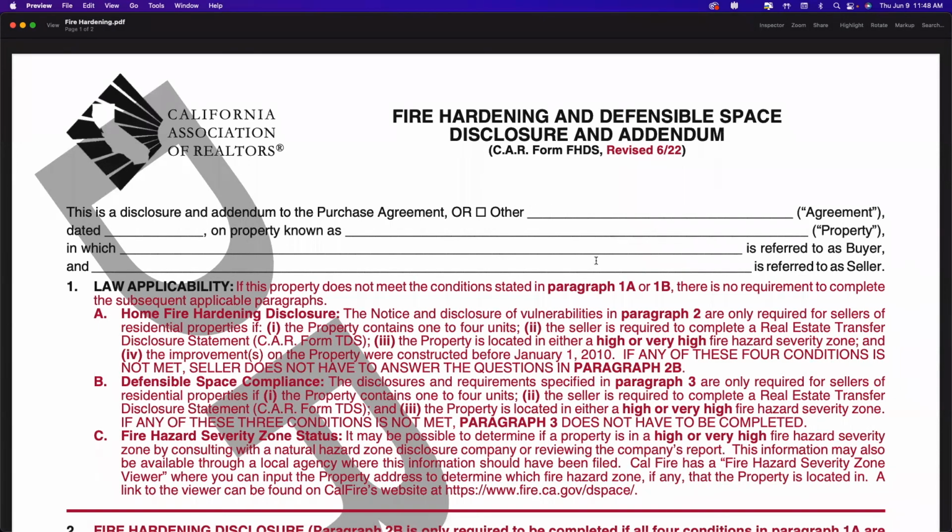So, again, you only have to use this form if, in your NHD report, it says you're in a high or very high fire zone. You have to provide a TDS as part of your disclosures. It's 1 to 4 units, and it was built before 2010. If it doesn't meet any of those 4 things, if it only meets 1 of them, you don't have to do it. If it meets 3 of them, you don't have to do it. So keep in mind, you don't have to provide unless it's all 4.